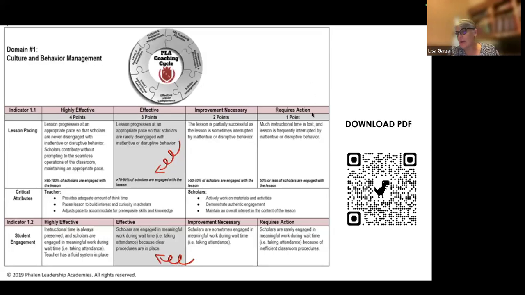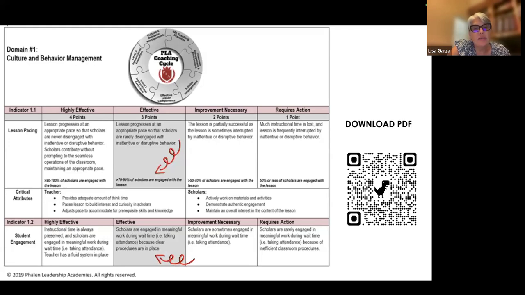ways to assess the teacher through what's called a performance level indicator. There is highly effective, which gives you 4 points, effective, which gives you 3 points, improvement necessary, which gives you 2 points, and then requires action, which provides you with 1 point. You can see that as the coach goes in, they are looking for the percentage of scholars that are engaged in the lesson. If you have 90 to 100% of your scholars engaged in the lesson, then you'll get a highly effective rating.